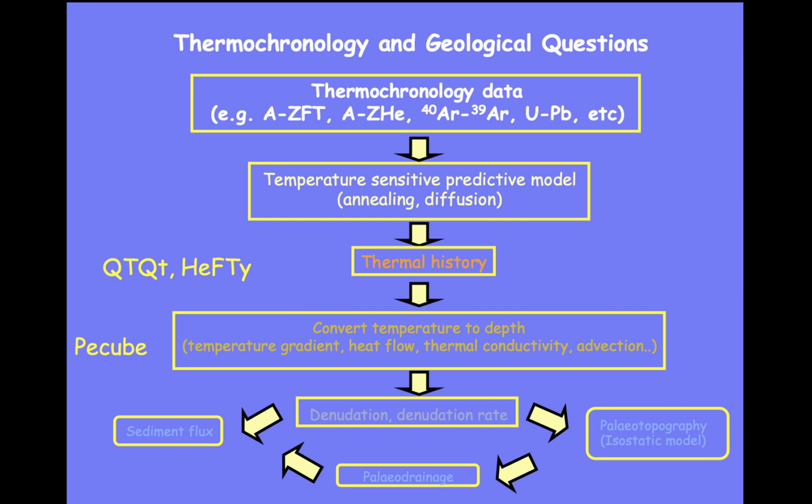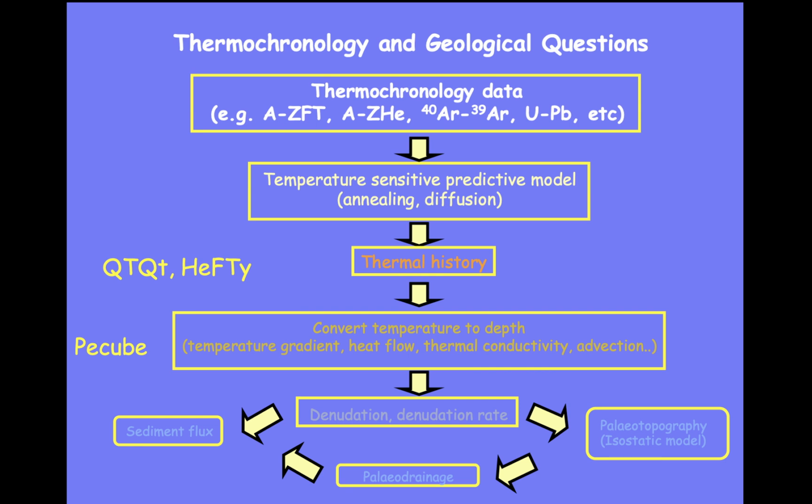And in that case, there's no physics of heat transfer, there's no thermal diffusivity, heat production, those kind of things. We don't have to worry about 1D, 2D, 3D heat transfer and so on. So in a sense, really just trying to extract the thermal history directly from the data, we're staying as close as possible to the original data, and the filter is really those predictive models for annealing or diffusion.